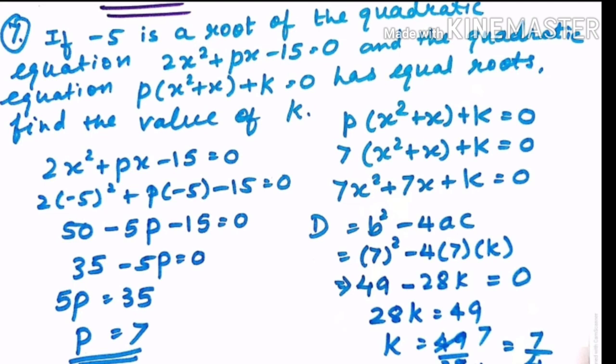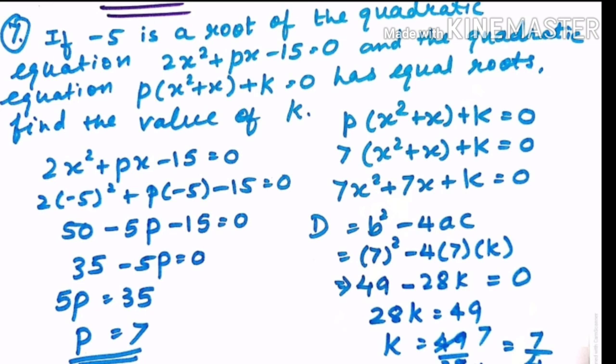Okay, so in this way we have to put the value x as minus 5. Whenever it is given in the question that it is a root, it means that is your x value. So I put here 2 into minus 5 square. Instead of x I am substituting minus 5, plus p into minus 5, minus 15 is equal to 0. So now 5 square is 25, 2 25s are 50, minus 5p minus 15 is equal to 0. And solving it, 35 minus 5p is equal to 0. So 5p is equal to 35 and p is equal to 7.